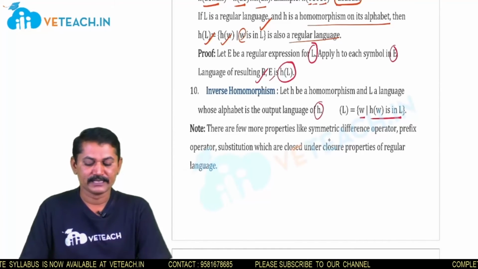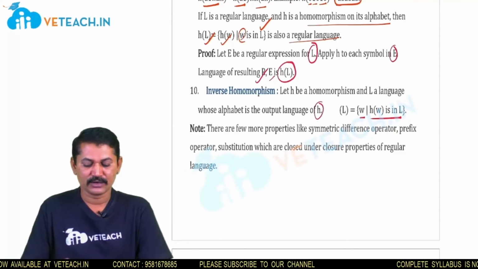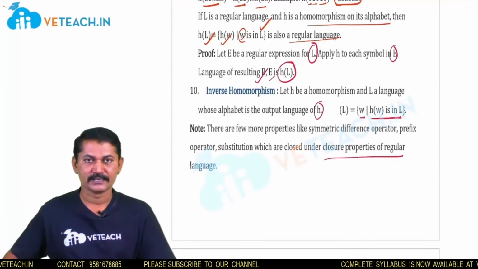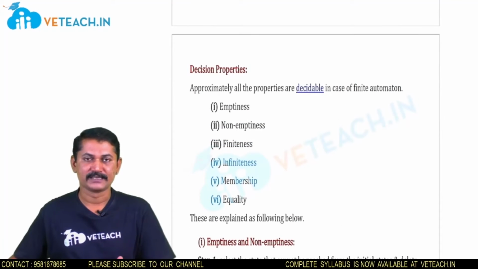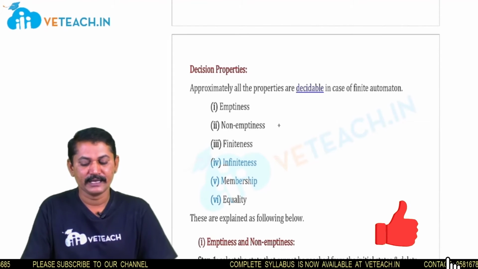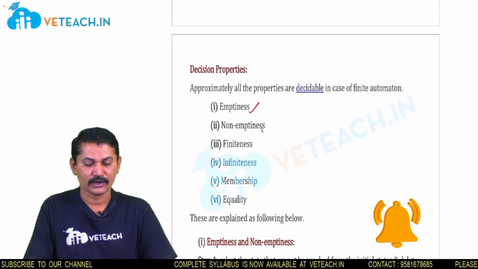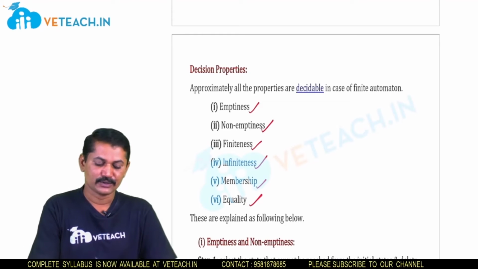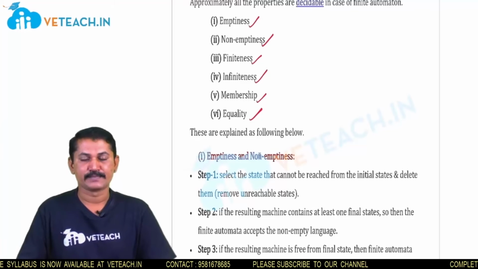There are a few more properties, like the symmetric difference operator, prefix operator, and substitution. These are closed under the closure properties of regular languages. So these are the closure properties on regular languages. The next properties are decision properties. Approximately all the properties are decidable in the case of finite automata. They are emptiness, non-emptiness, finiteness, infiniteness, membership and equality. These are important in the context of examinations, and they are explained as follows.